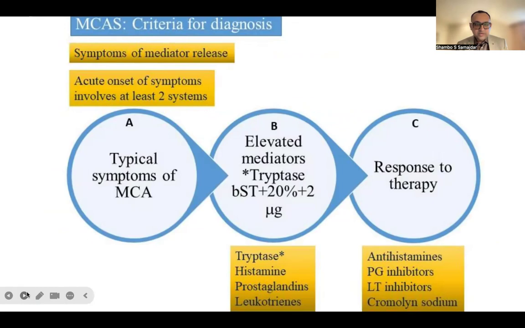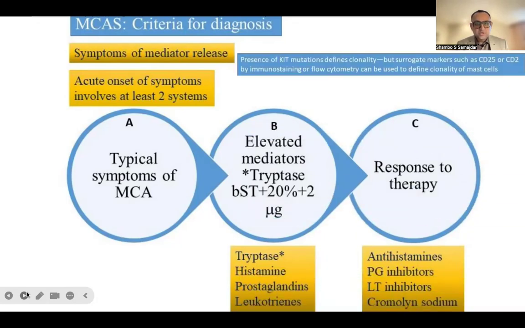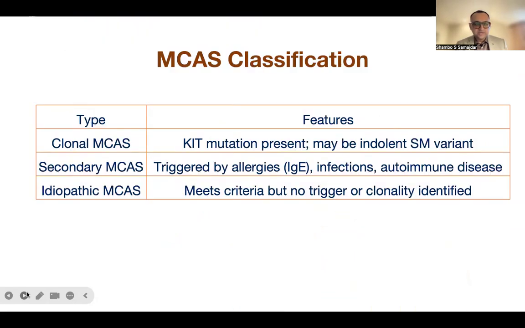So in a nutshell, to diagnose mast cell activation syndrome, one is the symptoms of mast cell activation, then the elevated mediators, that is the tryptase level, at least 20% elevation plus 2 nanogram per ml, and the response to therapy. So acute onset of symptoms that should involve at least two systems. Again, if we have the KIT mutation, that also defines the clonality.